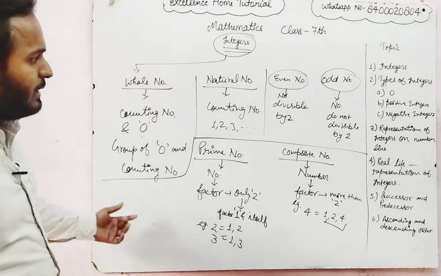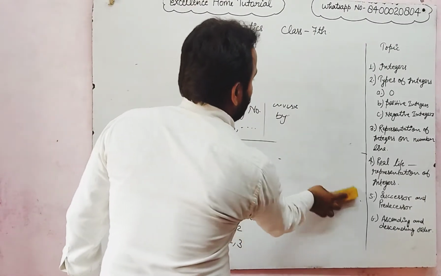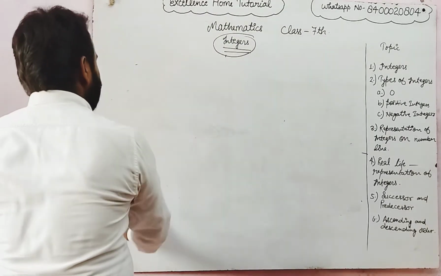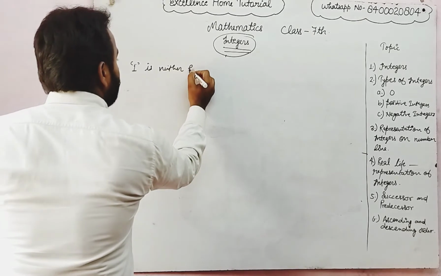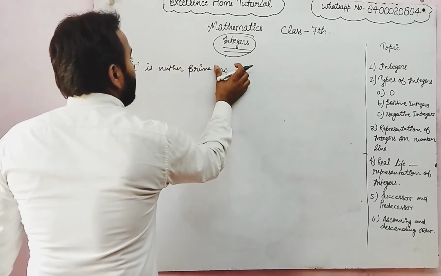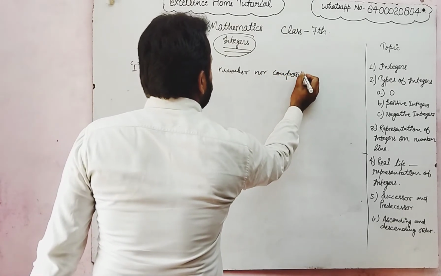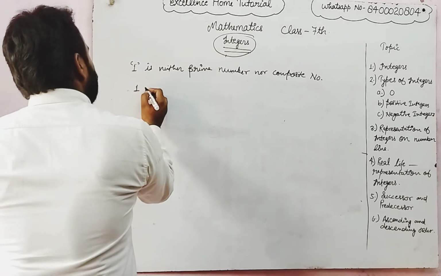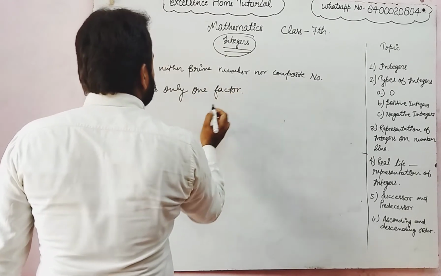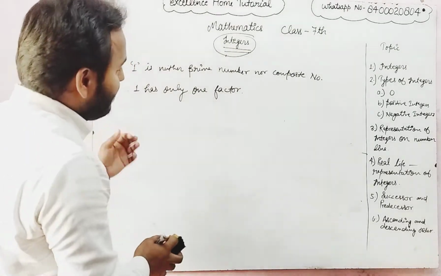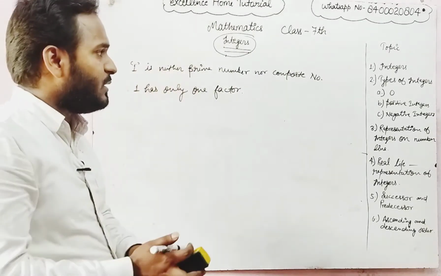Take a screenshot for your convenience and understanding. So let's move on to the next topic, in which we have to prove that 1 is neither a prime number nor a composite number. 1 is neither prime nor composite because 1 has only one factor. A prime number contains 2 factors, a composite number contains more than 2 factors, but 1 has only one factor. So 1 is neither prime nor composite.